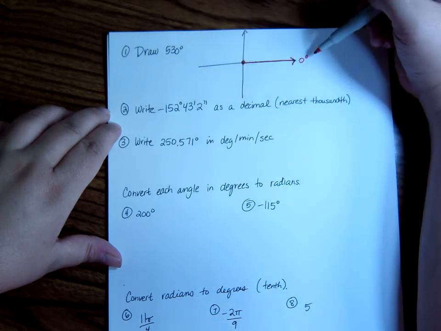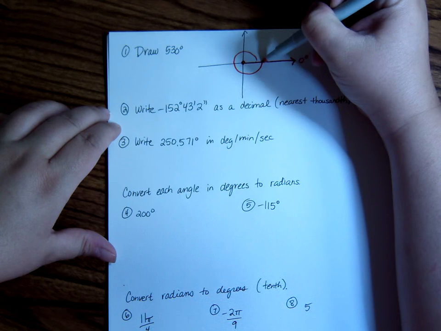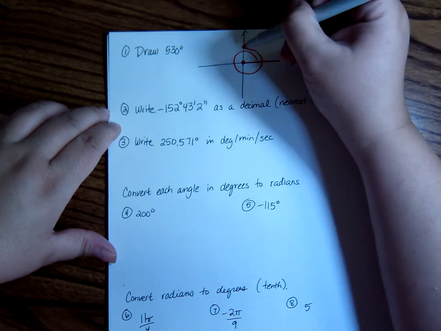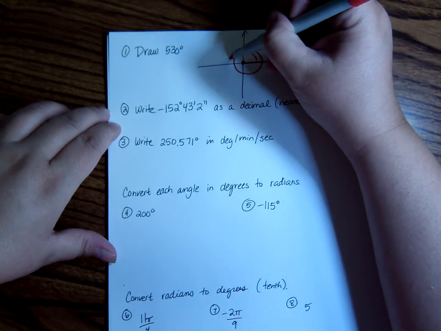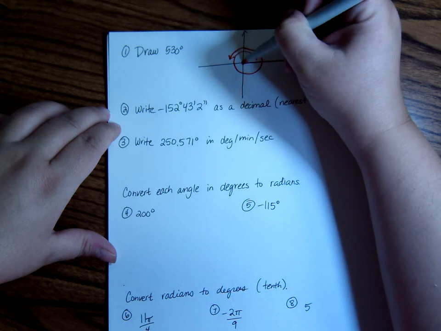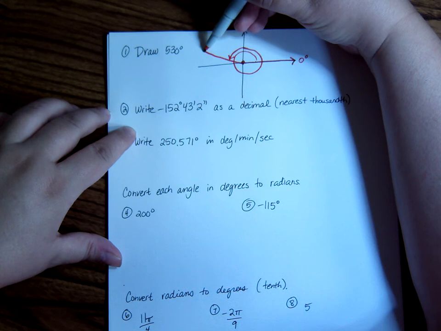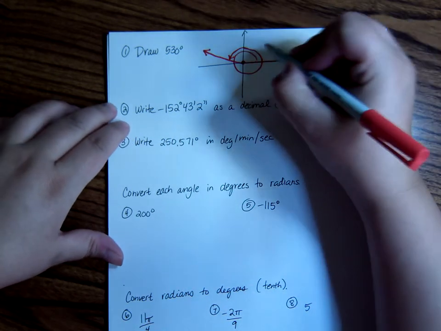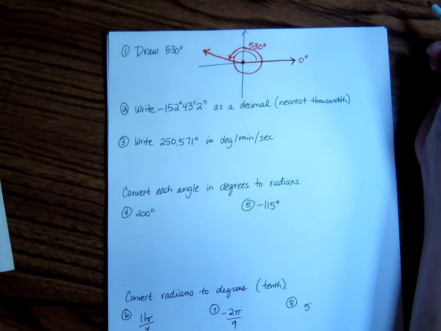Notice I started out, and I didn't say this, but I started out by drawing the axes, right? Okay, so I'm going to go all the way around. That's 360. And then another 90 would be 450. And another 90 would be 540, but we're not going quite that far. So 530 would be somewhere in here. I draw a ray going out from the origin, and I would just label it 530. And that's my angle.